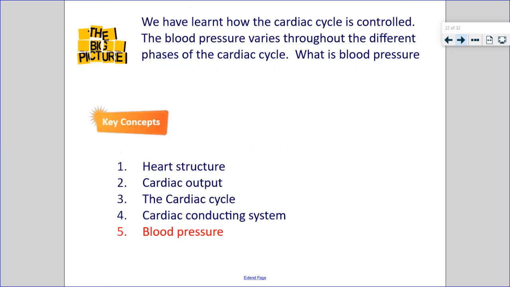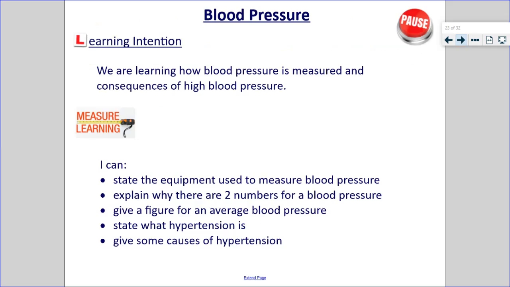We're just going to finish off with a little section on blood pressure. So we've talked about the cardiac cycle, we've talked about how it's controlled, but the blood pressure changes in the different phases of the cardiac cycle. So we're just going to have a look at that in a little detail. So again, pause, have a look at the key learning points that we're going to cover.